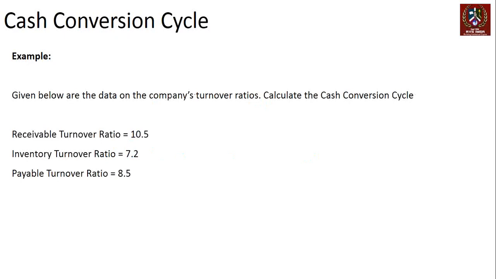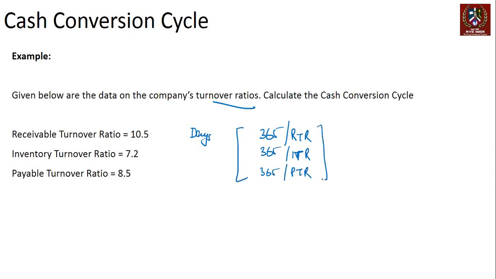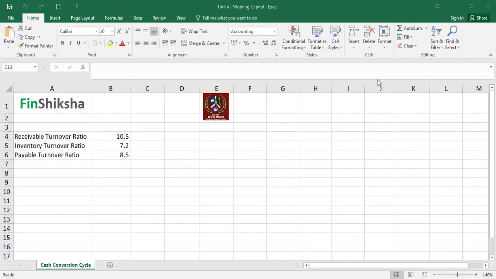Let's take another example. Given below are the company's turnover ratios. Can we calculate the cash conversion cycle, right? We first need to find out the days notation. So we take 365 divided by the receivable turnover ratio, 365 divided by the inventory turnover ratio, and 365 divided by the payable turnover ratio to get the days notation of all these three. And then we calculate the cash conversion cycle. For this, we'll use an Excel file. So that's the question that we have.